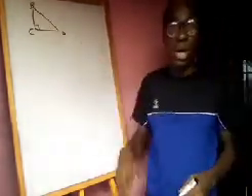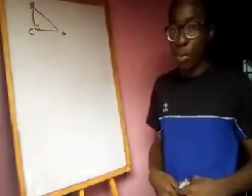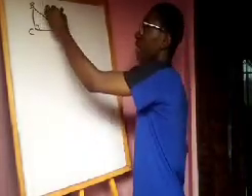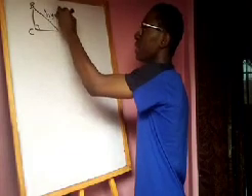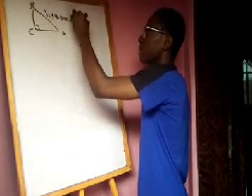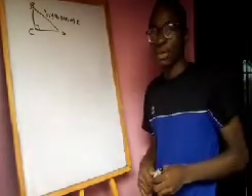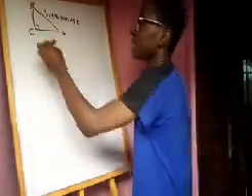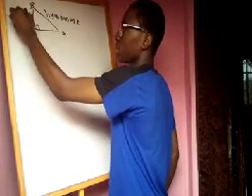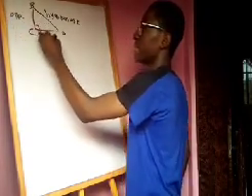Now in a right angle triangle, the longest side is known as the hypotenuse. That is H-Y-P-O-T-E-N-U-S-E. And that's the longest side. Then the other shorter sides, they are the opposite and the adjacent. So let's call this the opposite. Let's call this the adjacent. A-D-J-A-C-E-N-T.